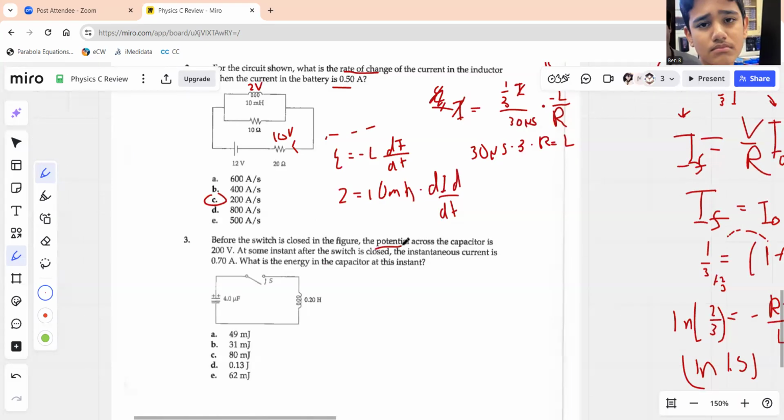Then the potential across the capacitor is 400 volts. The instantaneous current is 0.7 amps.